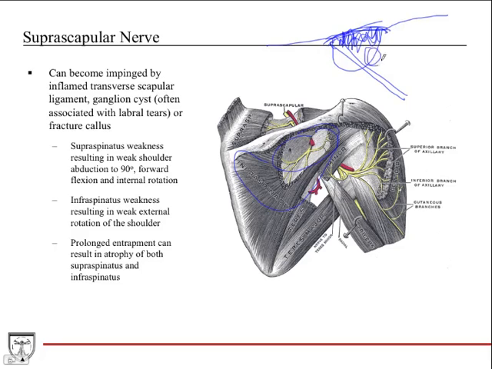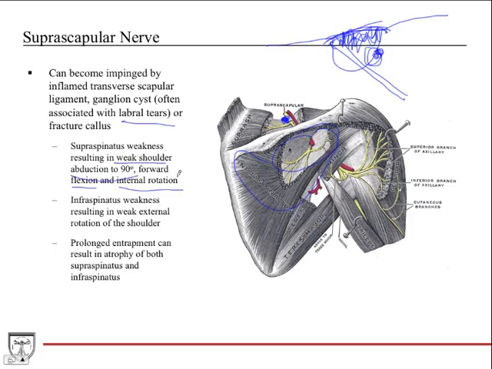You can have a ganglion cyst in here, which is often associated with a labral tear, so tearing of that fibrocartilage structure that surrounds the glenoid fossa, or you can have fracture callus. So if you fracture the scapula and you develop some callus bone here, that can press on the nerve as well. Now what happens? You have supraspinatus weakness. What does that result in? Weak shoulder abduction to 90 degrees, forward flexion, and internal rotation. Now why is that? Because it innervates supraspinatus and infraspinatus.